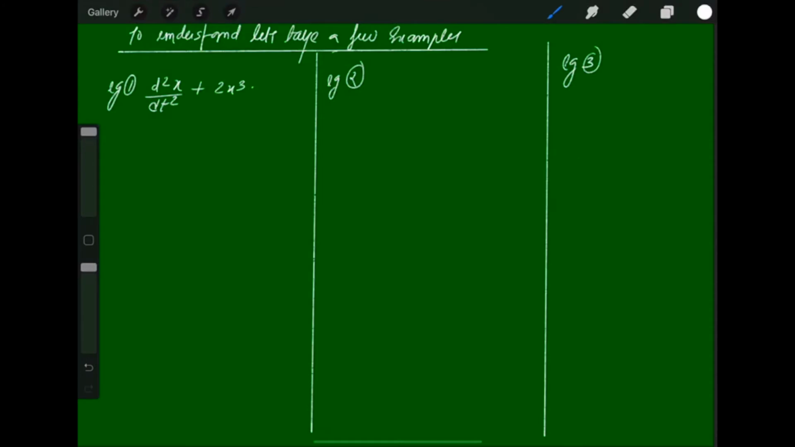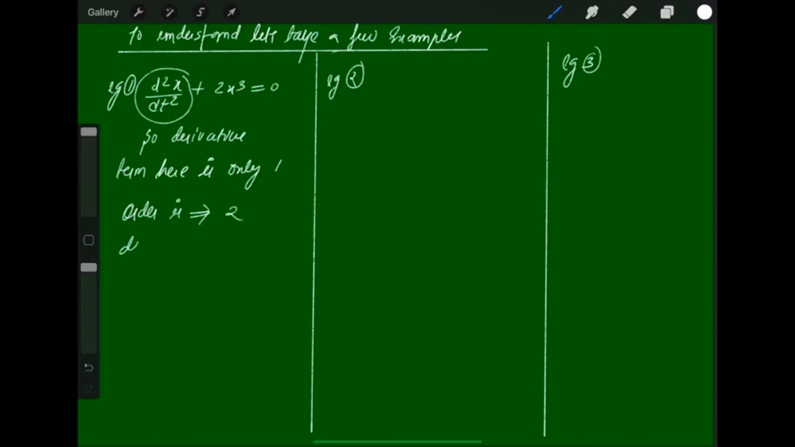Since you may not have understood the meaning of degree and order, let us try to understand these from examples. Let's take 3 examples. Example number 1: d2x by dt square plus 2 times x cube equals 0. In this, there is only one derivative term, which is d2x upon dt square. So the order of this equation will be 2. And the degree will be the power of the highest order derivative term, which is only d2x upon dt square, which is going to be 1.